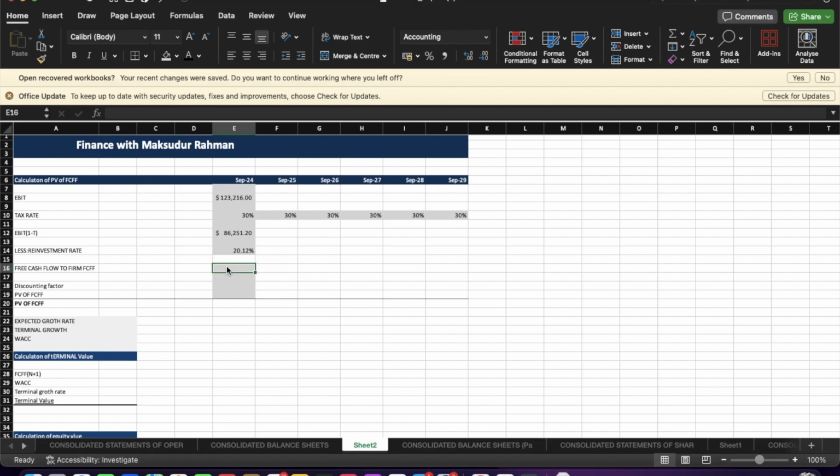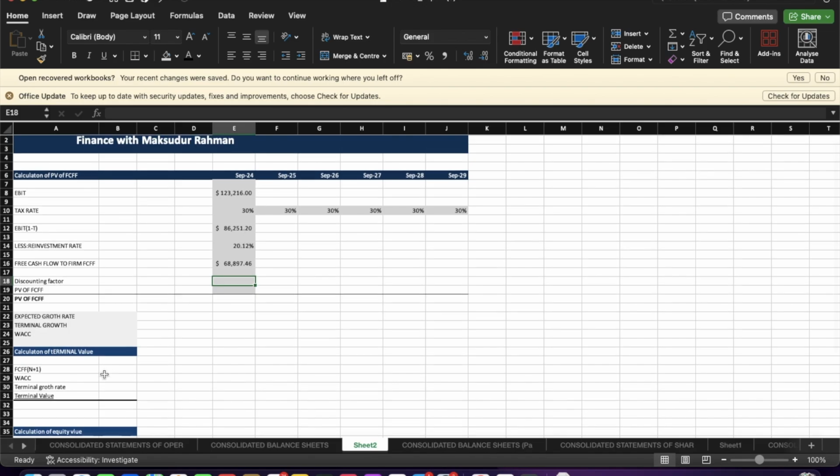And then I have to deduct the reinvestment rate from the actual after-tax EBIT. Simply, the formula would be multiplying by 1 minus the reinvestment rate. So you can see we got our cash flow after reinvesting, and then we would have the discounting factor and our present value of DCF.